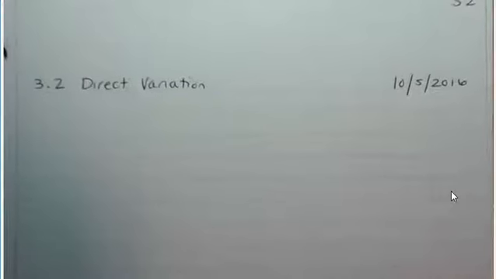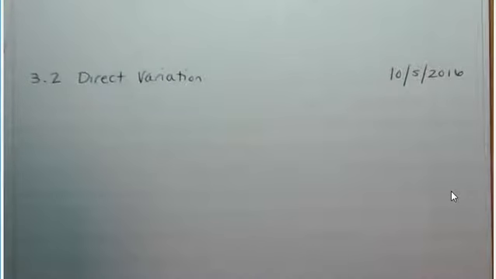Okay, now that your homework is turned in and your next page in your journal is headed, 3.2, direct variation.